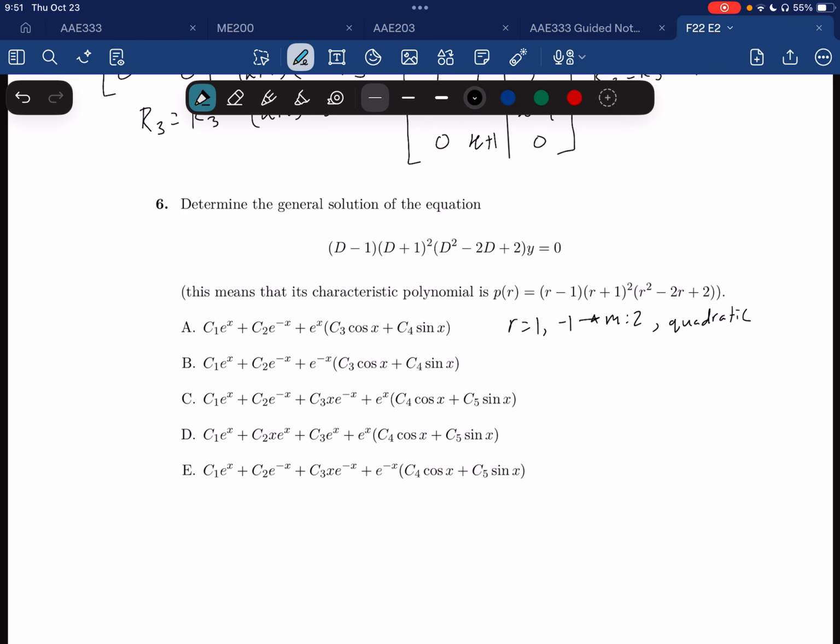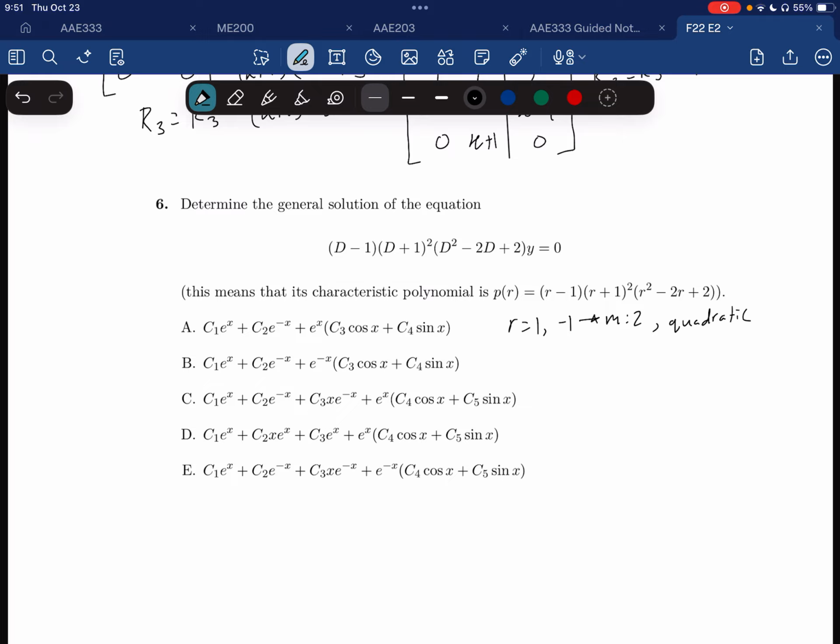You can't factor that, by the way, which is why they didn't factor it for us. But yes, some quadratic that I will solve later. Let's look at the first little bit we have right off the bat. We have r equal to 1, so we're going to have a c1 e to the x term, because this polynomial will be taking the form.